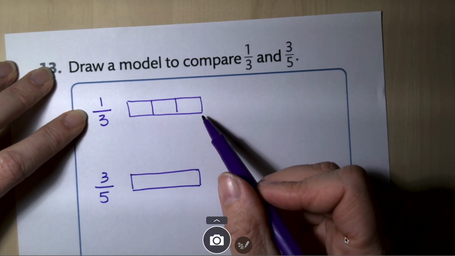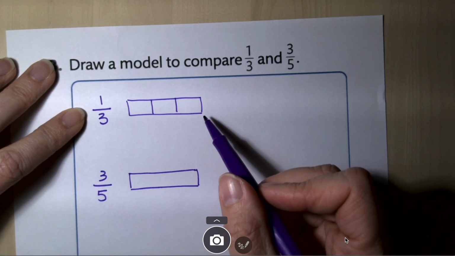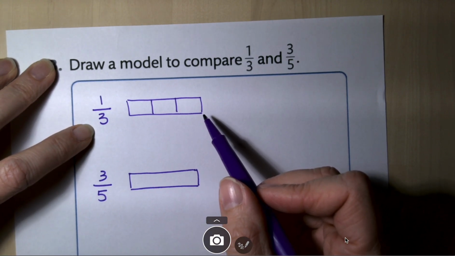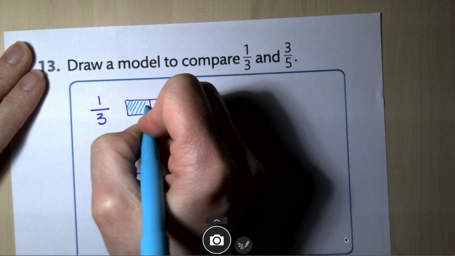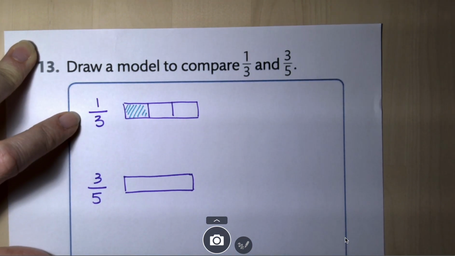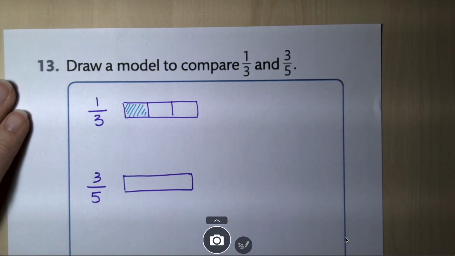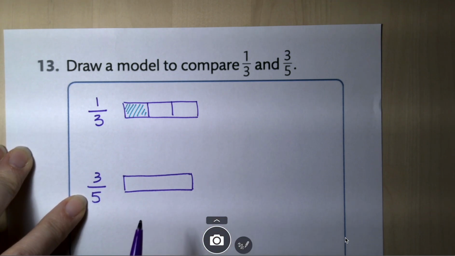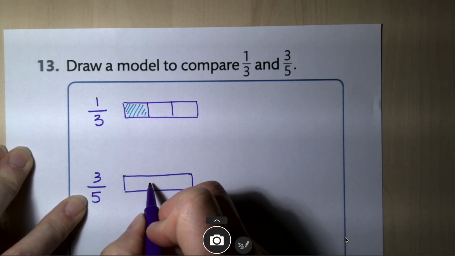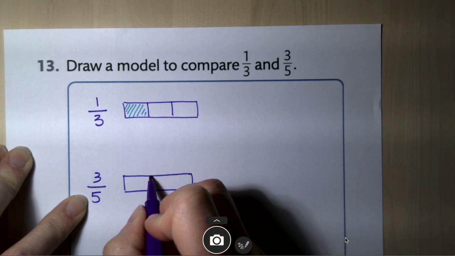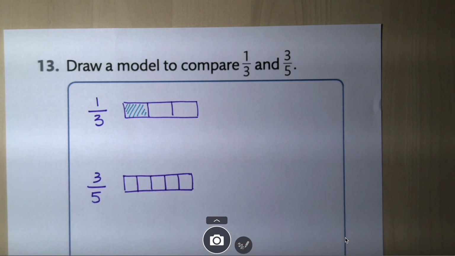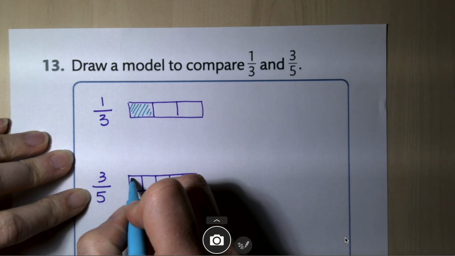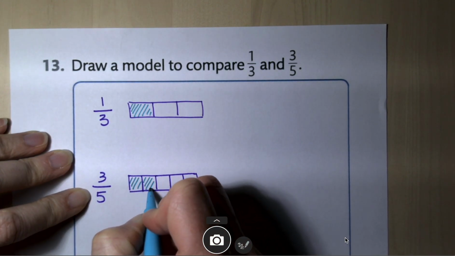I need to split my top bar diagram into 3 sections because the denominator is 3, tells me how many sections I need. And the number of sections we're talking about is one of those three because it's 1/3. So I'm going to fill in 1/3. Down here, I need to set my bar diagram up with 5 sections because my denominator is 5. So I've split my bar diagram into 5 sections. We're talking about 3 out of those 5 sections. So I'm going to fill in 3 sections.